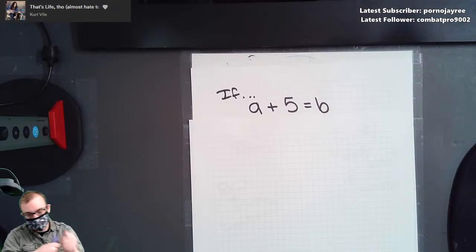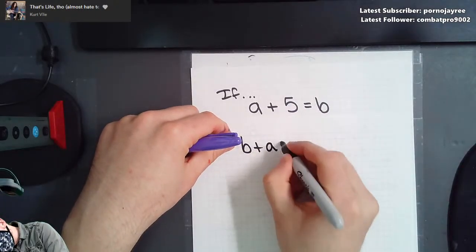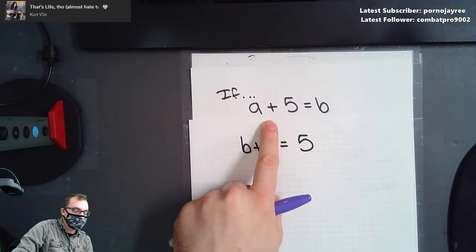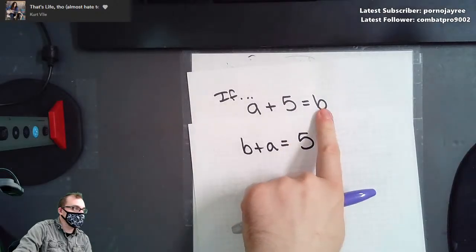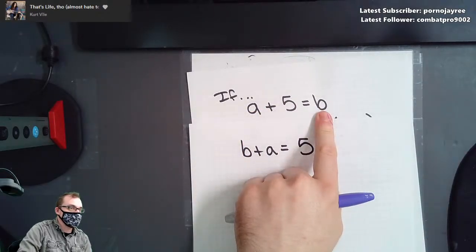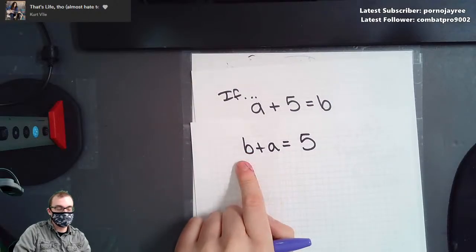B plus A equals 5. Let's talk about that. B plus A equals 5. What is this saying? This is saying that if you take A and add 5, you get B. So for instance, if I have 5 for A, I get 10 for B, yeah? What happens if I have 5 for A down here and 10 for B here?